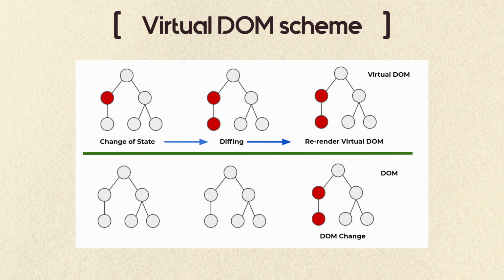Here's a short scheme of how React Virtual DOM works. There are two versions of Virtual DOM: an exact copy of the real DOM and the current version with the latest changes. React calculates differences between them and then updates the real DOM and its exact copy.